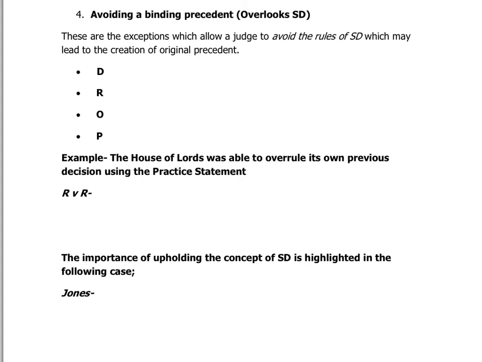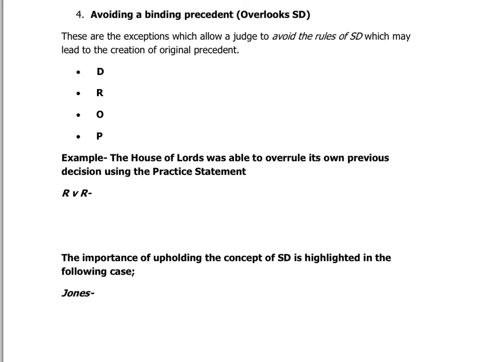Again, case example down there, R versus R. R versus R, remember, it was the Supreme Court, well, House of Lords at the time, and they made a new decision. So they overruled an old law, saying that now a husband can be guilty of raping his wife. Again, by overruling, it means that we're not following the concept of stare decisis, and the concept of stare decisis is overlooked.